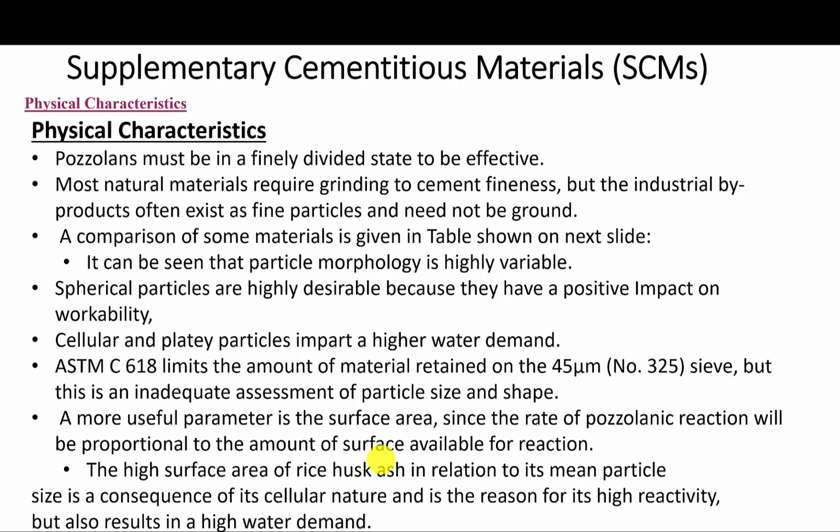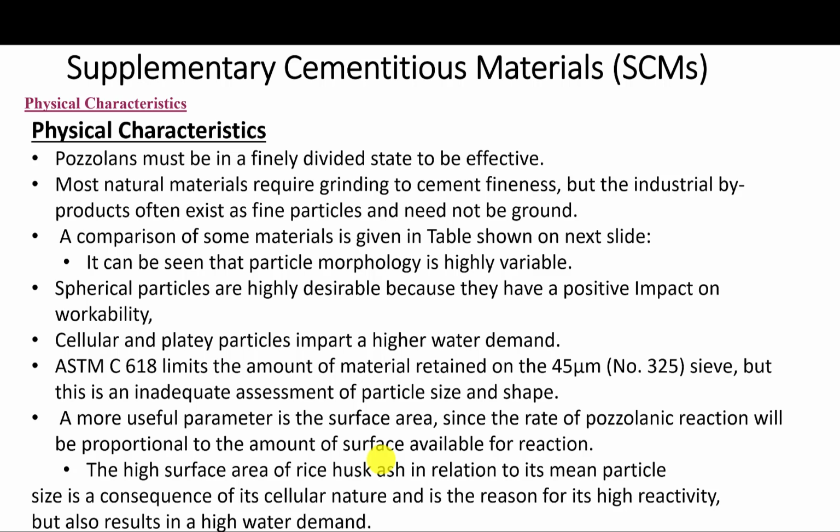It can be seen that the particle morphology is highly variable, as you can see here. Spherical particles are highly desirable because they have a positive impact on workability, while cellular and platy particles impart higher water demand for workability. ASTM C618 limits the amount of material retained on the 45 micron mesh, which is the number 325 sieve.